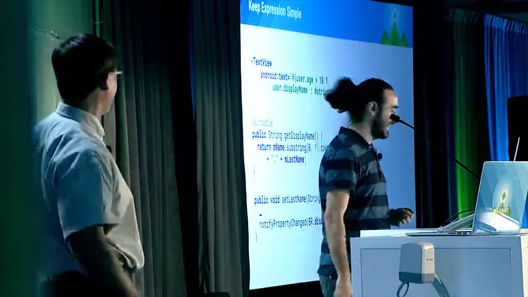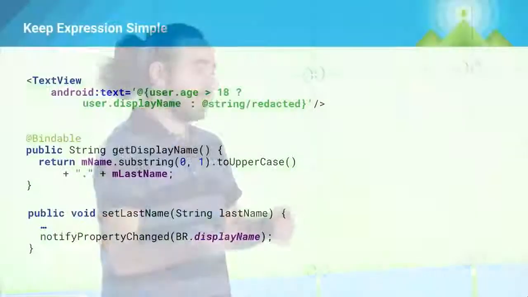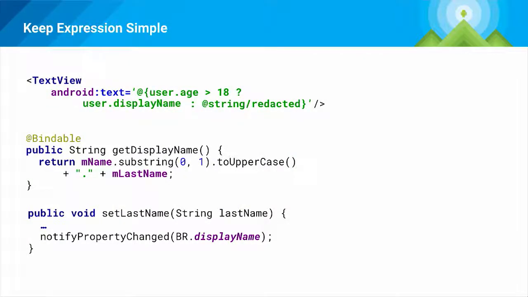So if your view model can dispatch events, in this example, we make this display name bindable, where in return, data binding is going to generate this BR class, similar to the R class, but for bindable things. And when the user's last name is set, you can dispatch that it has changed, and data binding will keep the UI up to date.